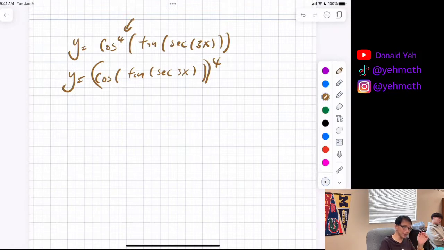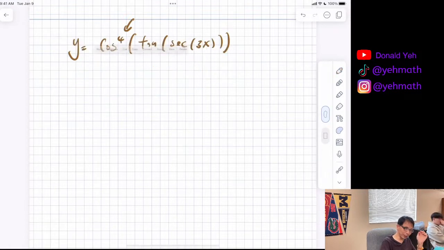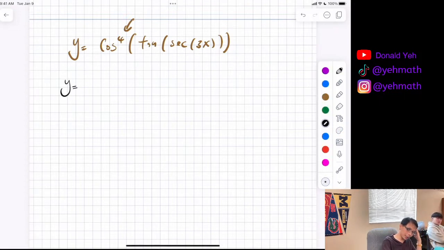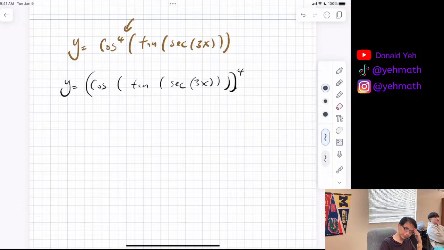I'm going to color code for you, so that makes your life easier. I'm going to try to do better handwriting. I'm going to rewrite this in black: y equals cosine of tangent of secant of 3x, and that is to the 4th power. Did I miss the parenthesis? 1, 2, 3, 4. No, I was right.